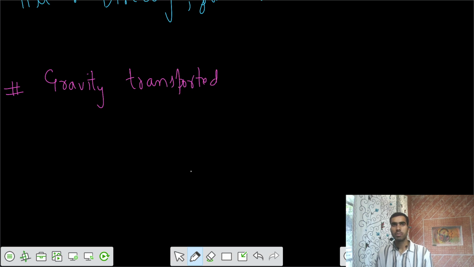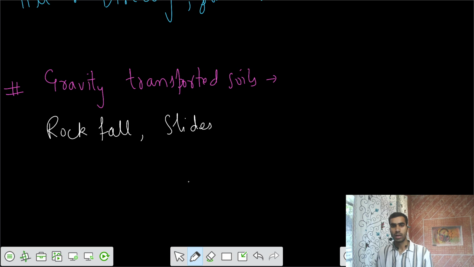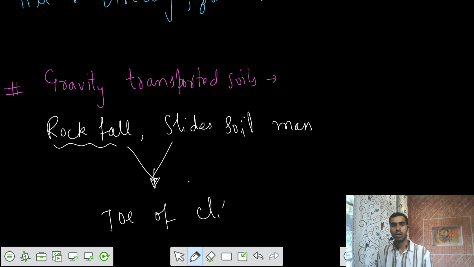Here the name suggests that because there is gravity, there would be some movement of the material because of gravity. So let's talk about rock falls. Do you know that there are rock falls, or there might be slides, landslides, etc.? There might be slides of soil masses. Soil masses are going to slide under the action of gravity. Rock falls under the action of gravity. Then after that, they are coming to the toe of that particular cliff or mountain.